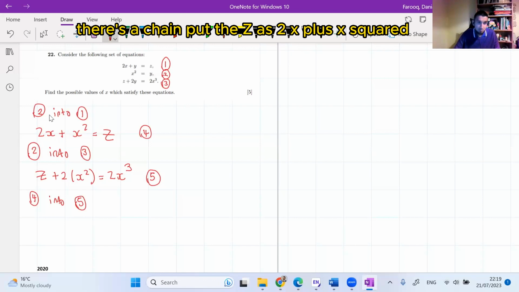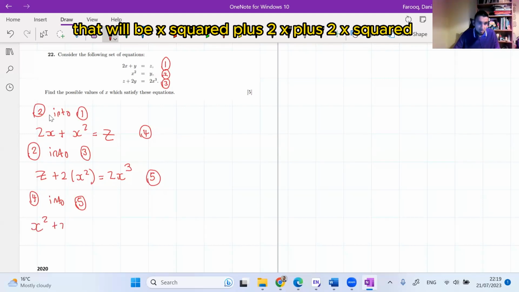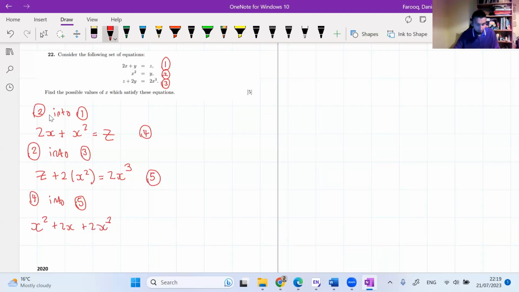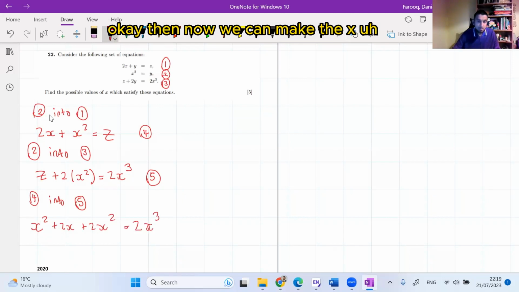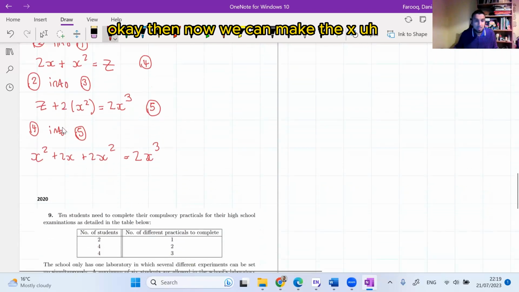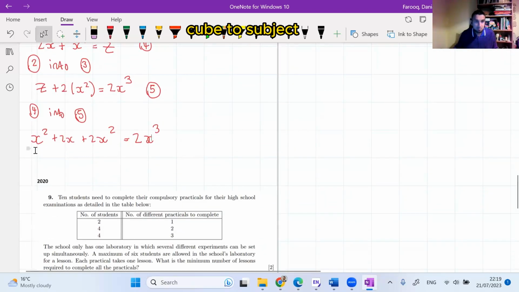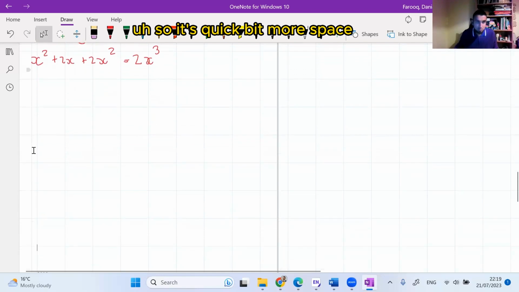So it's a chain. Put the z as 2x plus x squared. That will be x squared plus 2x squared, which will now equal the 2x cubed, okay? Then now we can make the x cubed the subject. I realize I've run out of space here, so I'll just create a bit more space.